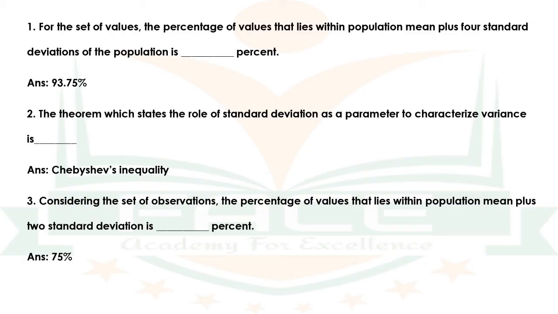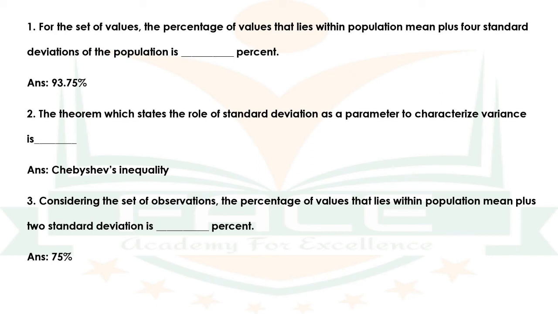Now let us see certain questions related to Chebyshev's inequality. Question number 1. For the set of values, the percentage of values that lies within population mean plus or minus 4 standard deviations of the population is dash percent. The answer is 93.75%.